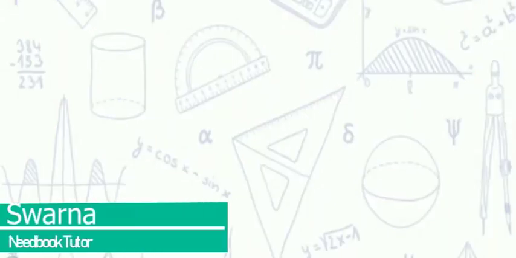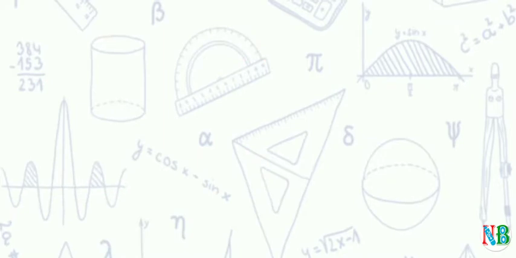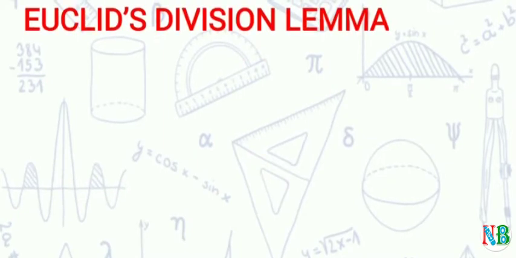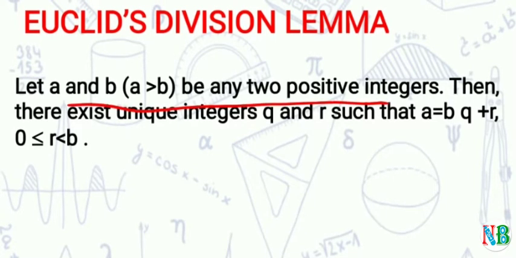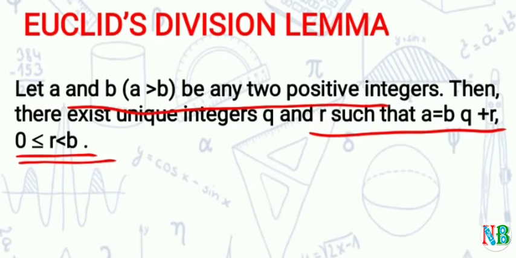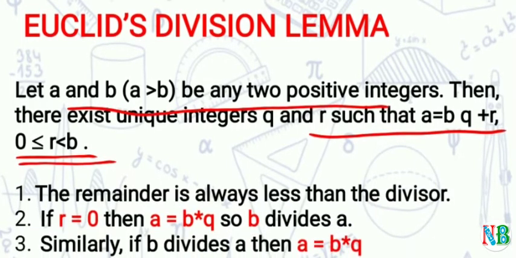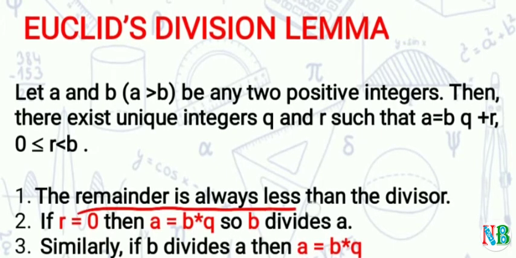Numbers and sequence. In this video, we'll cover Euclidean algorithms. Okay, firstly, it's Euclid's division lemma. When a and b are two positive integers where a is greater than b, we get a = b*q + r. The value of r is between 0 and b. The remainder will always be less than the divisor.